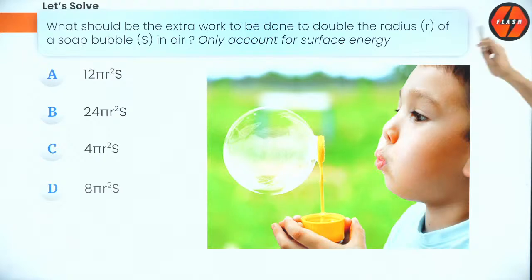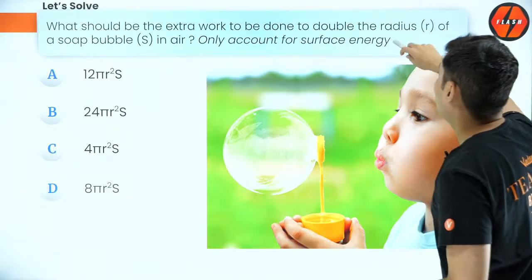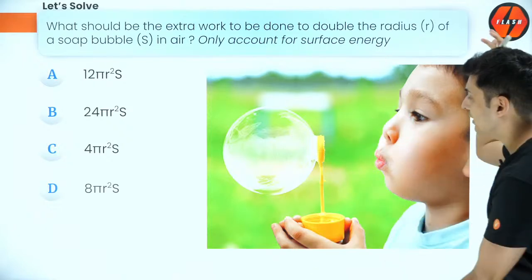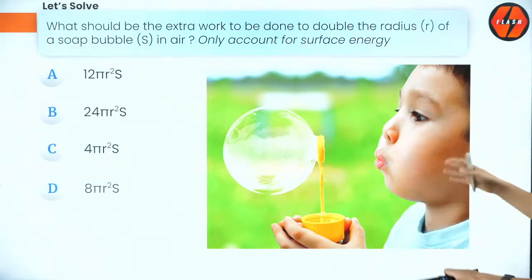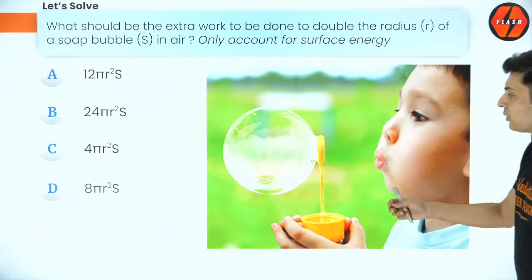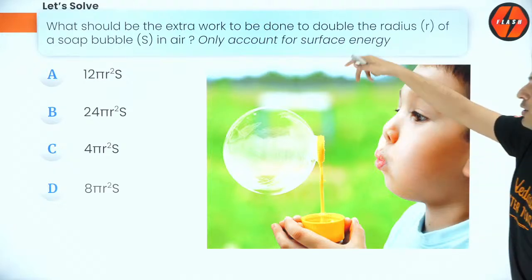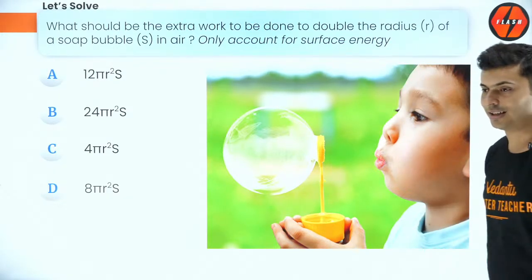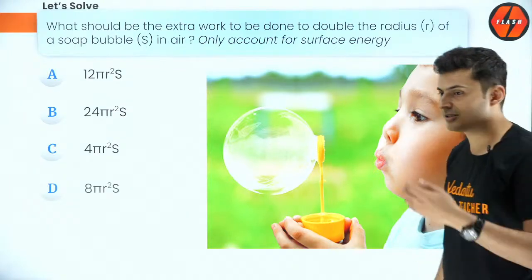What should be the extra work done to double the radius R of a soap bubble in air? So if you want to double the radius, okay, I don't know, both of them look like bubbles to me. Who is blowing whom, God knows. But if you want to double the radius, what is the work that needs to be done? Come on, let's see how many of you are going to get this.